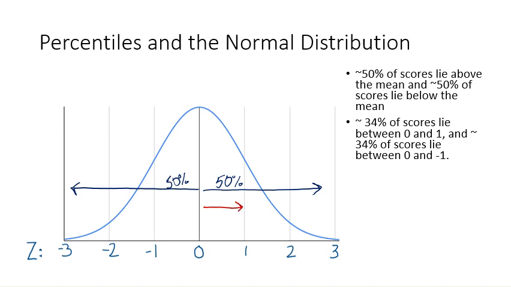So the next rule, approximately 34% of scores lie between 0 and 1 standard deviation above the mean, and 34% lie between 0 and 1 standard deviation below the mean.